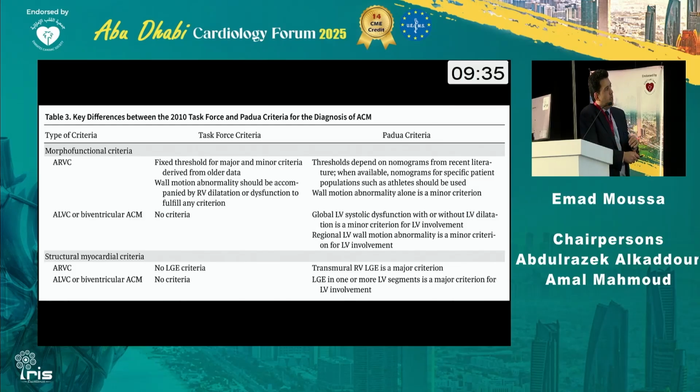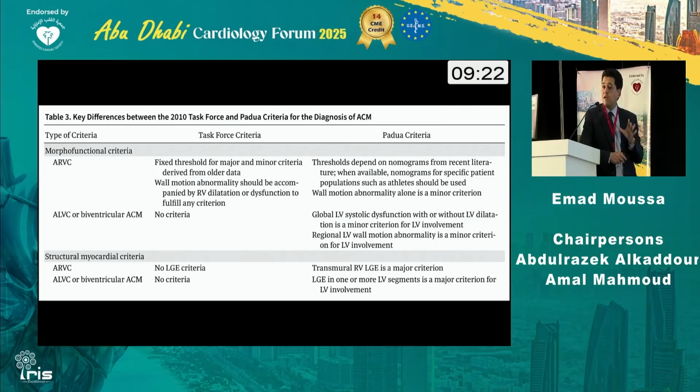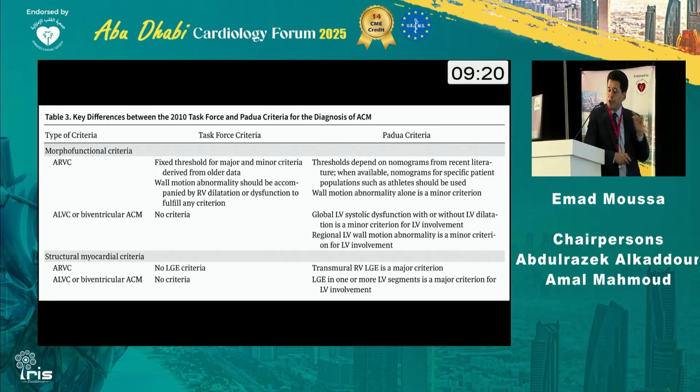If we go to the major criteria, the old task force criteria didn't consider structural criteria at all. They were relying on the endomyocardial biopsy. However, the new criteria rely totally on MRI for the detection of areas of fibrofatty infiltration. Going to the left ventricle, we don't have any minor criteria, but if you see a transmural late gadolinium enhancement in isolation, that will be considered as one major criterion for left ventricular involvement.